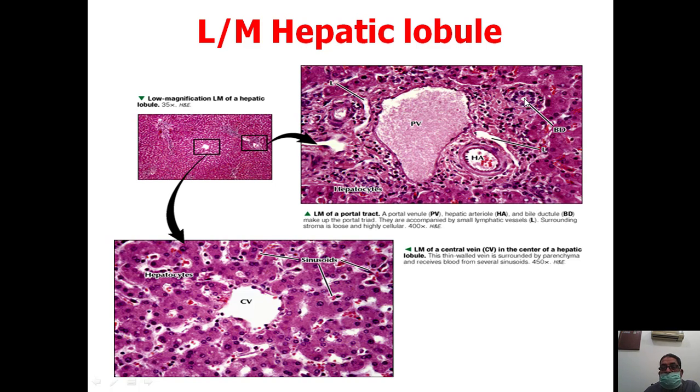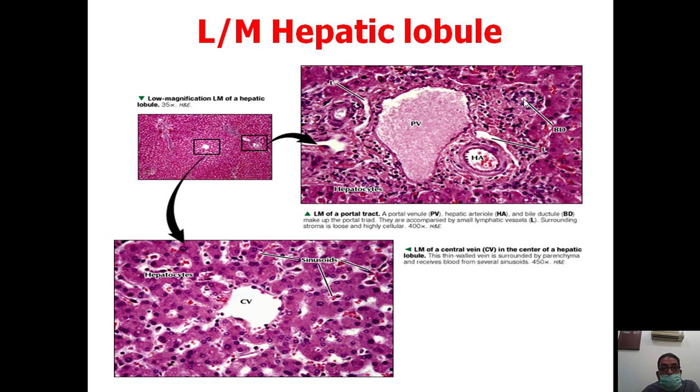Bile duct feature is a narrow lumen lined by cuboidal cells. Important, lined by cuboidal cells. The nuclei of cuboidal cells with the narrow lumen is the picture of a bile duct. So you will have to differentiate. इसको differentiate करना है आपने.